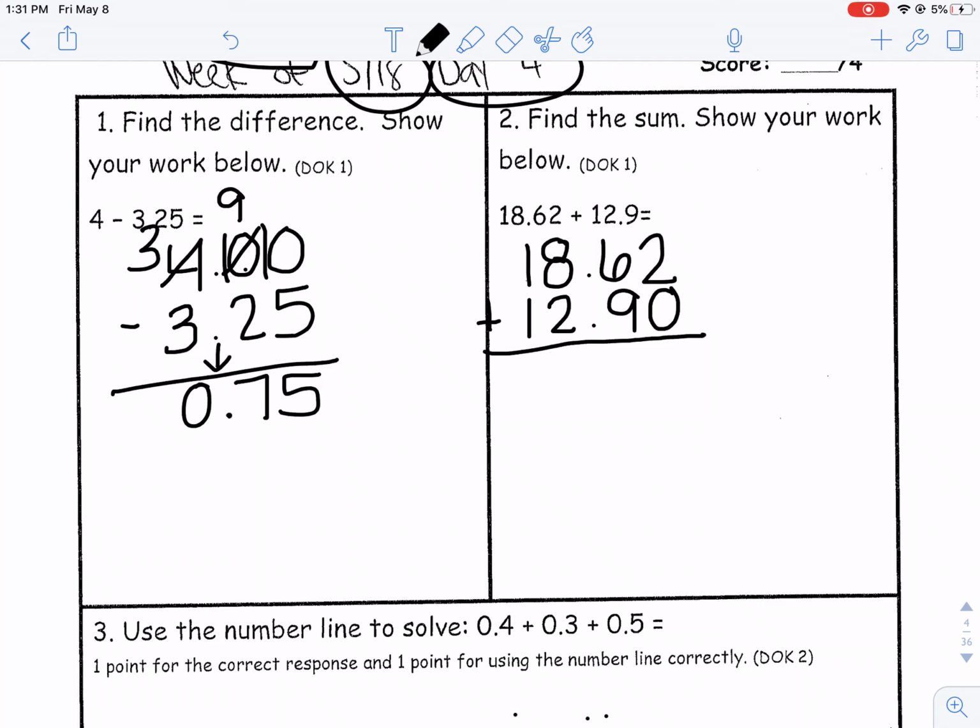So 2 plus 0 is 2, 9 plus 6 is 15, carry my 1. That decimal point comes straight down every time. 8 plus 1 is 11. And 1 plus 1 plus 1 is 3. So my final answer is 31 and 52 hundredths.